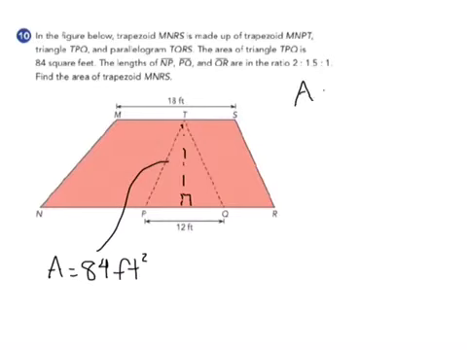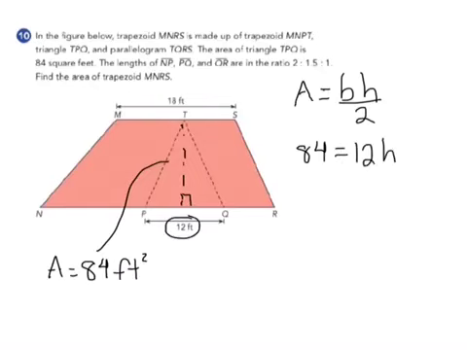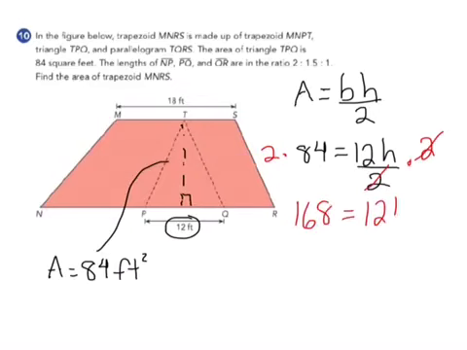We know the area of a triangle is base times height over 2, and then we can substitute in. The area is 84, the base is 12 times h divided by 2. So now I can multiply both sides of my equation by 2. 2 divided by 2 is 1. 2 times 84 is 168 equals 12h. Now we can divide both sides of our equation by 12.